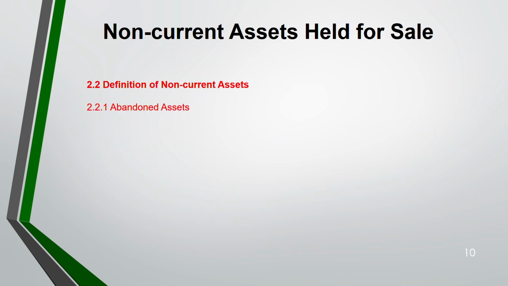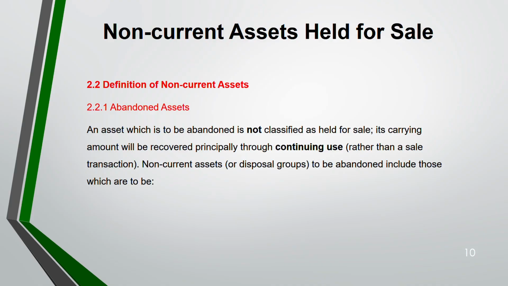Next, what is the meaning of abandoned asset? See, an abandoned asset is not classified as held for sale because the carrying amount of an abandoned asset you can recover by continuing use. So non-current assets or disposal groups to be abandoned are not the same as non-current assets held for sale. The abandoned assets, you can use them till the end of the economic life, and you can close rather than selling.